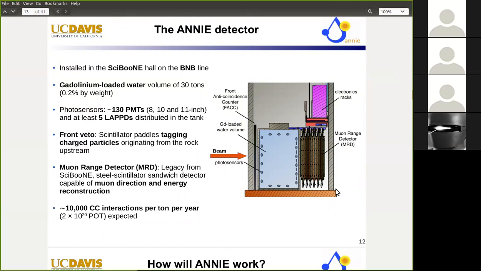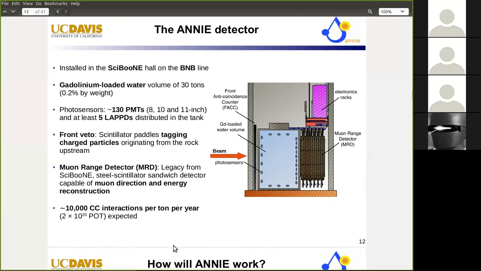Two of the other sub-volumes are the front veto, which you can see here. Those are scintillator paddles whose purpose is to tag charged particles that would originate from the rock, to make sure that any interaction you see originates from the water and not the rock. And the muon range detector, or MRD, is a legacy from SciBooNE. It's a steel-scintillator sandwich detector that is capable of reconstructing the muon direction and energy after a neutrino interaction.